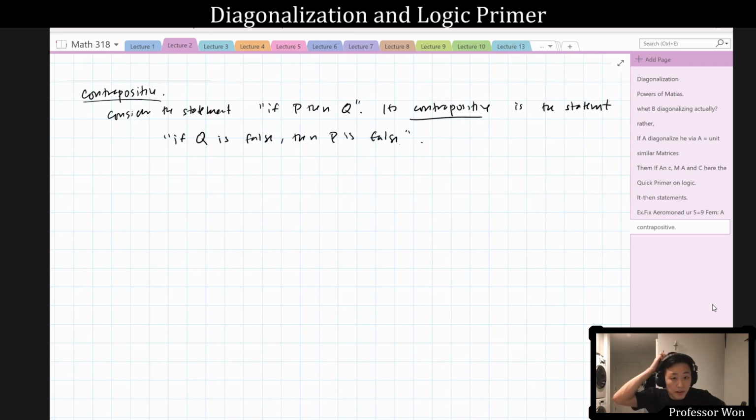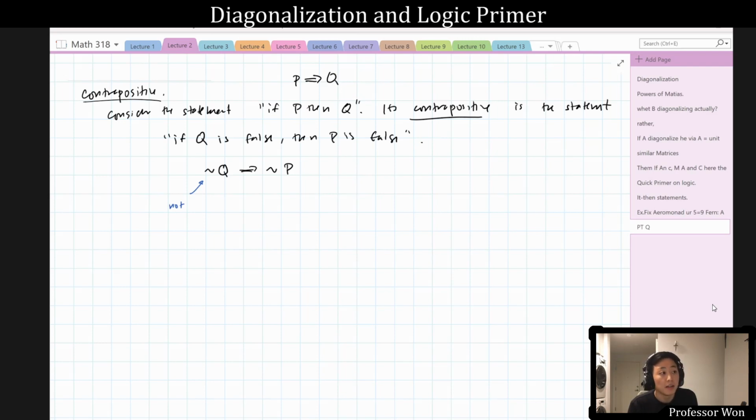Okay, so in logic, you might denote if P then Q like this. And to say that Q is false, you might denote it like this. This symbol, or sometimes a different symbol, means not. So this you could express as if not Q, then not P. Okay, and it turns out that the contrapositive says the same exact thing as the original statement. Let me just give you an example.